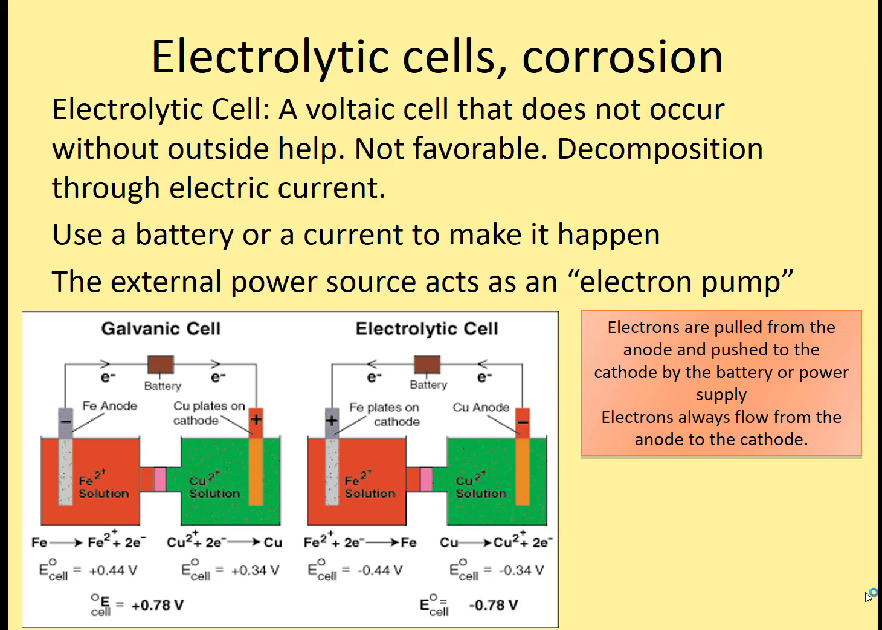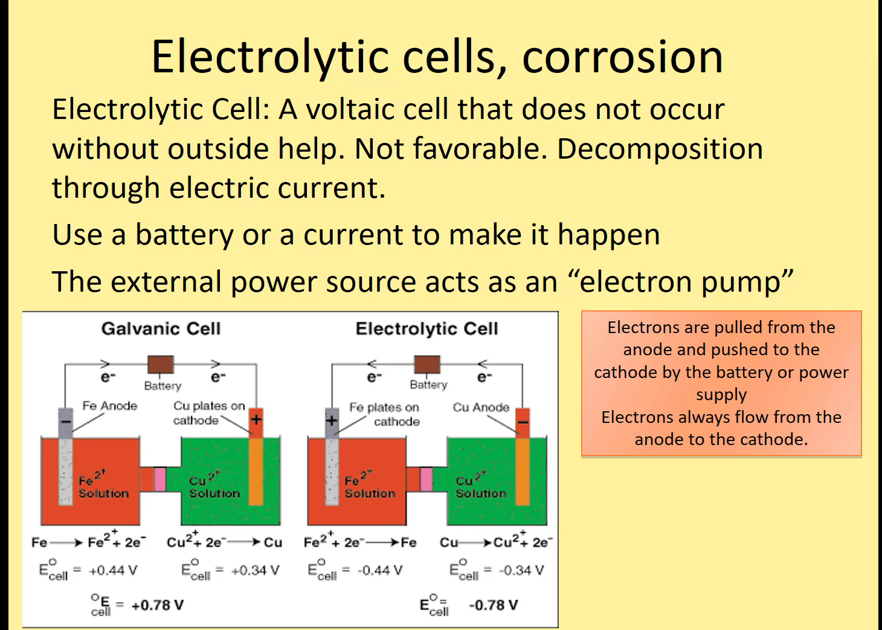So this battery or the current acts as an electron pump. And it will pull the electrons from the anode to the cathode. So your anode and your cathode, the definitions still remain the same. Your electrons always flow from your anode to the cathode, and it goes in alphabetical order, A to C, anode to cathode, or you could even do oxidation to reduction. That's still alphabetical order. So electrons are pulled from the anode and pushed to the cathode by this power supply. And again, it always goes anode to cathode.